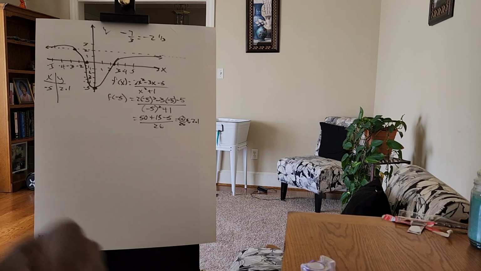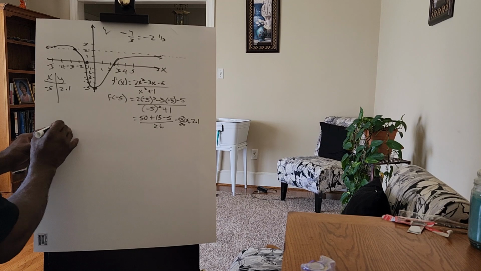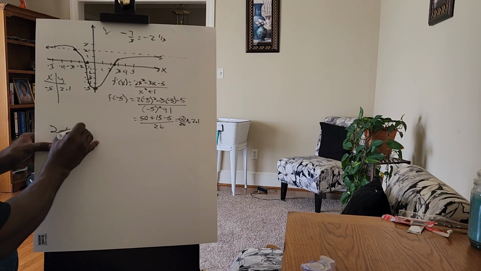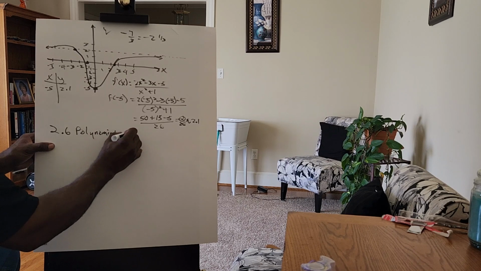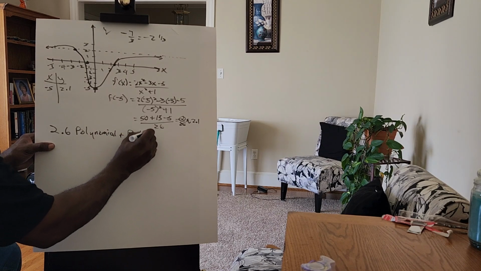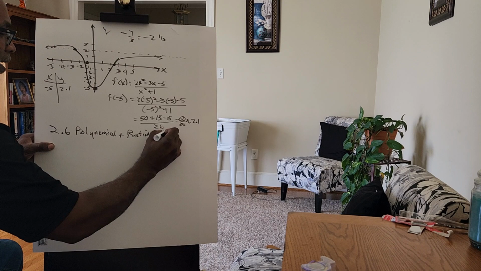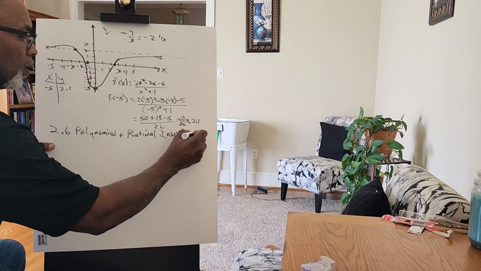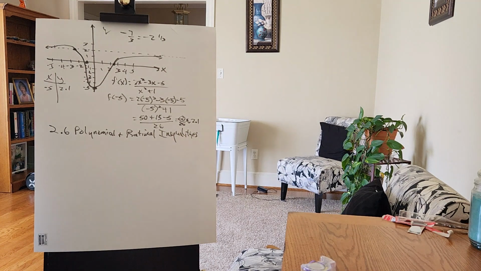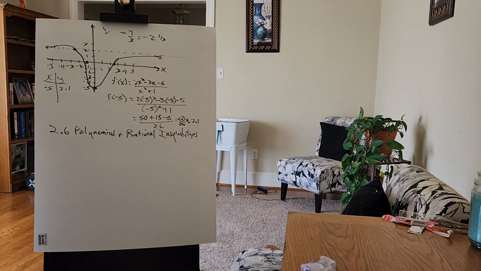2.6 is polynomial and rational inequalities. So read these sections. You should always be reading your book. Okay, polynomial and rational inequalities.